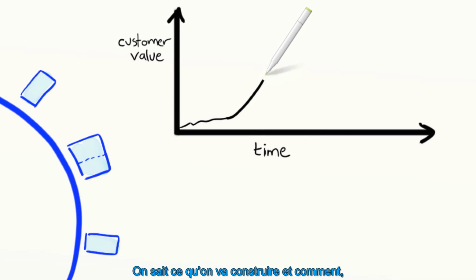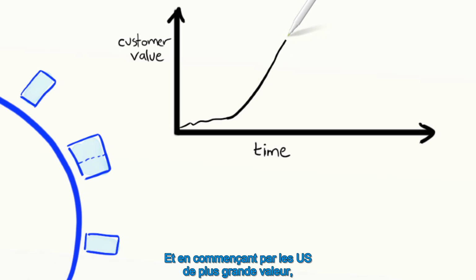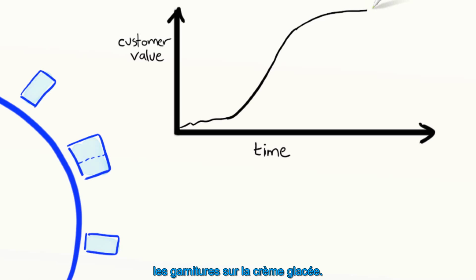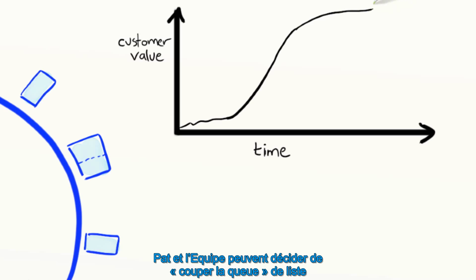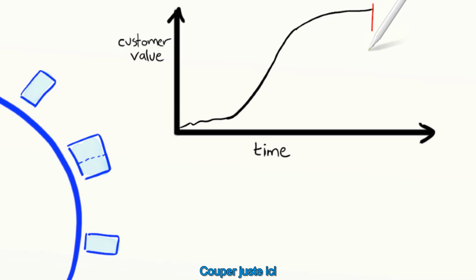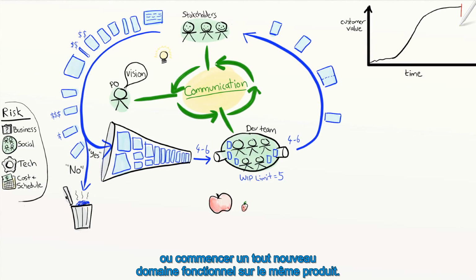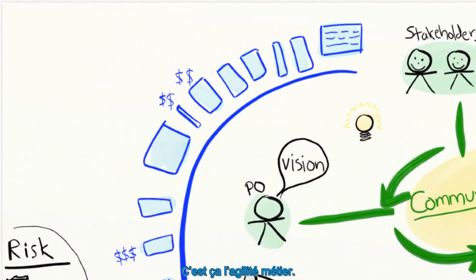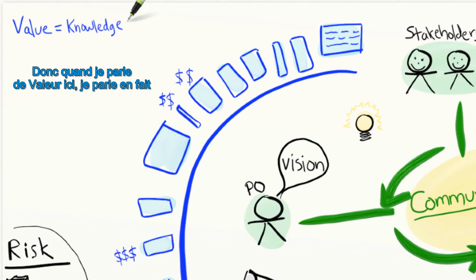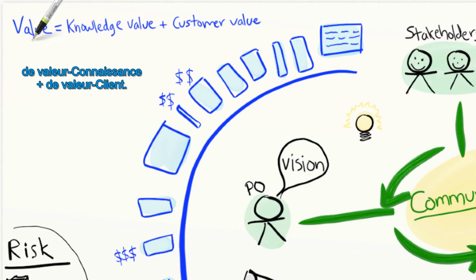We know what we're going to build and how, so just do it. And by doing the highest value stories first, we get this nice steep value curve. And then gradually the value curve starts flattening out. We've built the most important stuff, and now we're just adding the bonus features, the toppings on the ice cream. This is a nice place to be because at any point, Pat and the team may decide to trim the tail, to cut right here, and move on to another more important project, or maybe start on a whole new feature area within the same product. That is business agility. So when I talk about value here, I actually mean knowledge value plus customer value, and we need to continuously find a trade-off between these two.